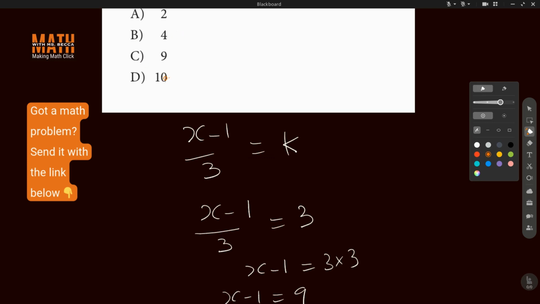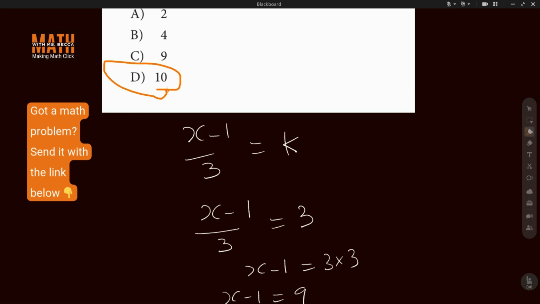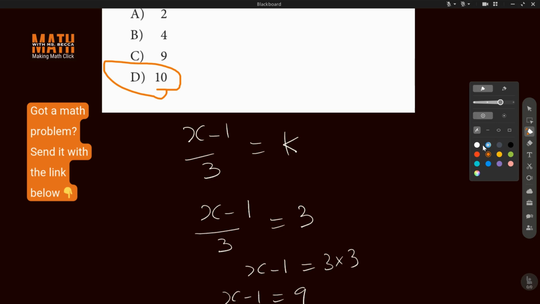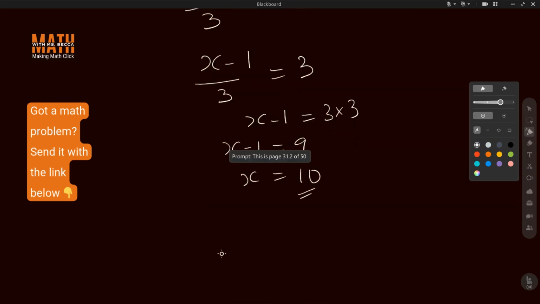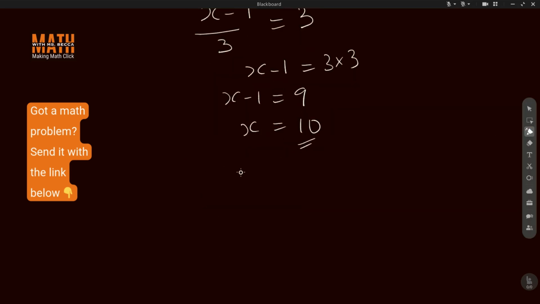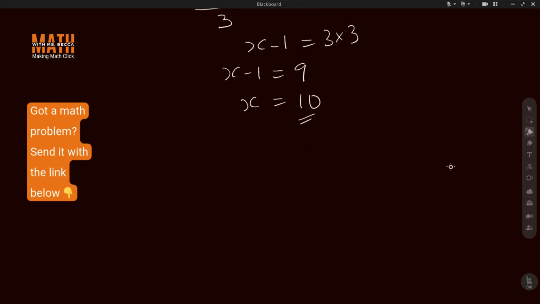So now that we have solved this together, you practice this, solve this, and leave the answer in the comment. Let me know what you get.